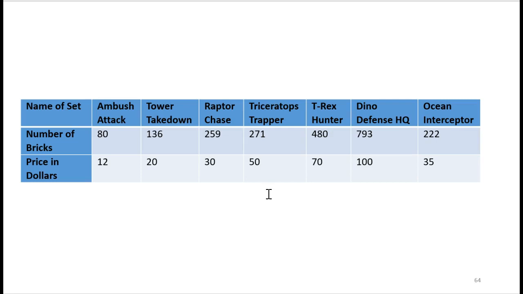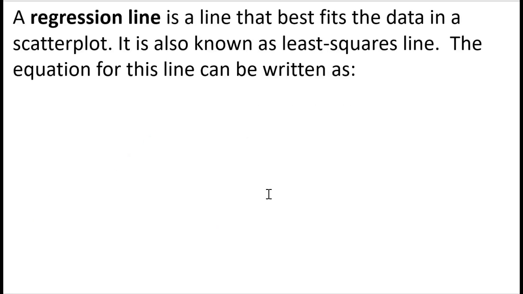In order to use the scatter plot to help us, we need a way to summarize the information contained in the plot. When the points in the plot have a linear pattern, we can use what is called a regression line to help summarize the information. A regression line is a line that best fits the data in a scatter plot. It is known as the least squares line. The equation for the line can be written as.